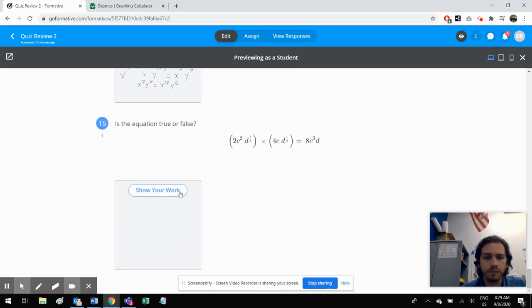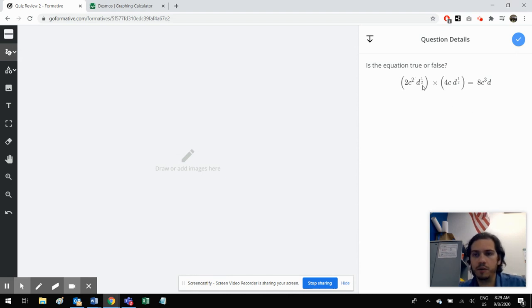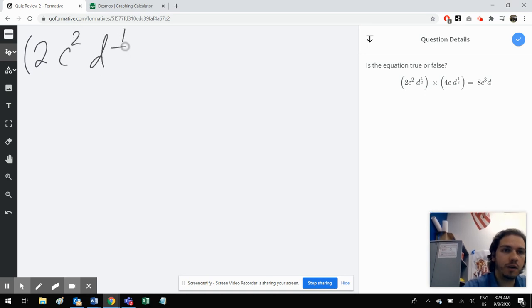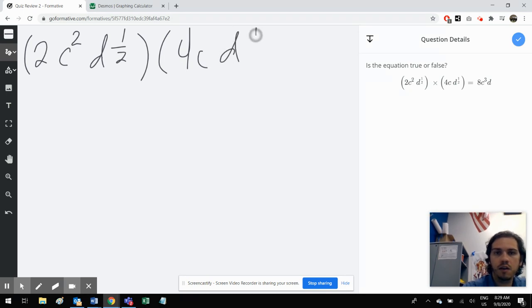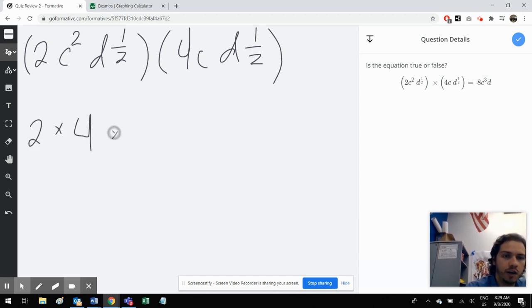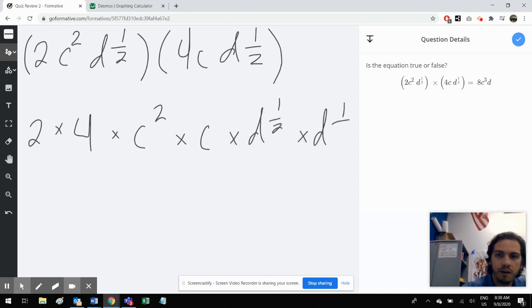Okay, one last one. 2c to the power 2 d to the 1/2 times 4c times d to the 1/2. Okay, so we have a little bit more in here. And again, I'm just going to kind of rewrite this. 2c to the power 2 d to the power 1/2 times 4c d to the 1/2. Now let's just combine the things that are combinable. So 2 times 4 times c squared times c times d to the 1/2 times d to the 1/2.